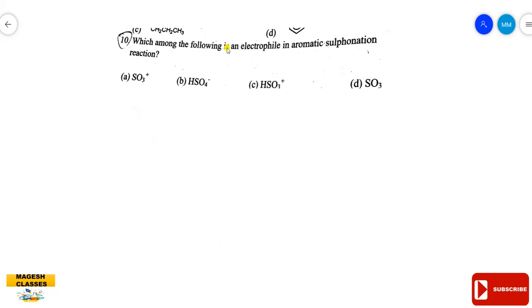Next question: which among the following is an electrophile in aromatic sulfonation reaction? In aromatic sulfonation, benzene is treated with concentrated sulfuric acid, in the presence of sulfuric acid as the catalyst, to yield the sulfonated product. What is the electrophile here?